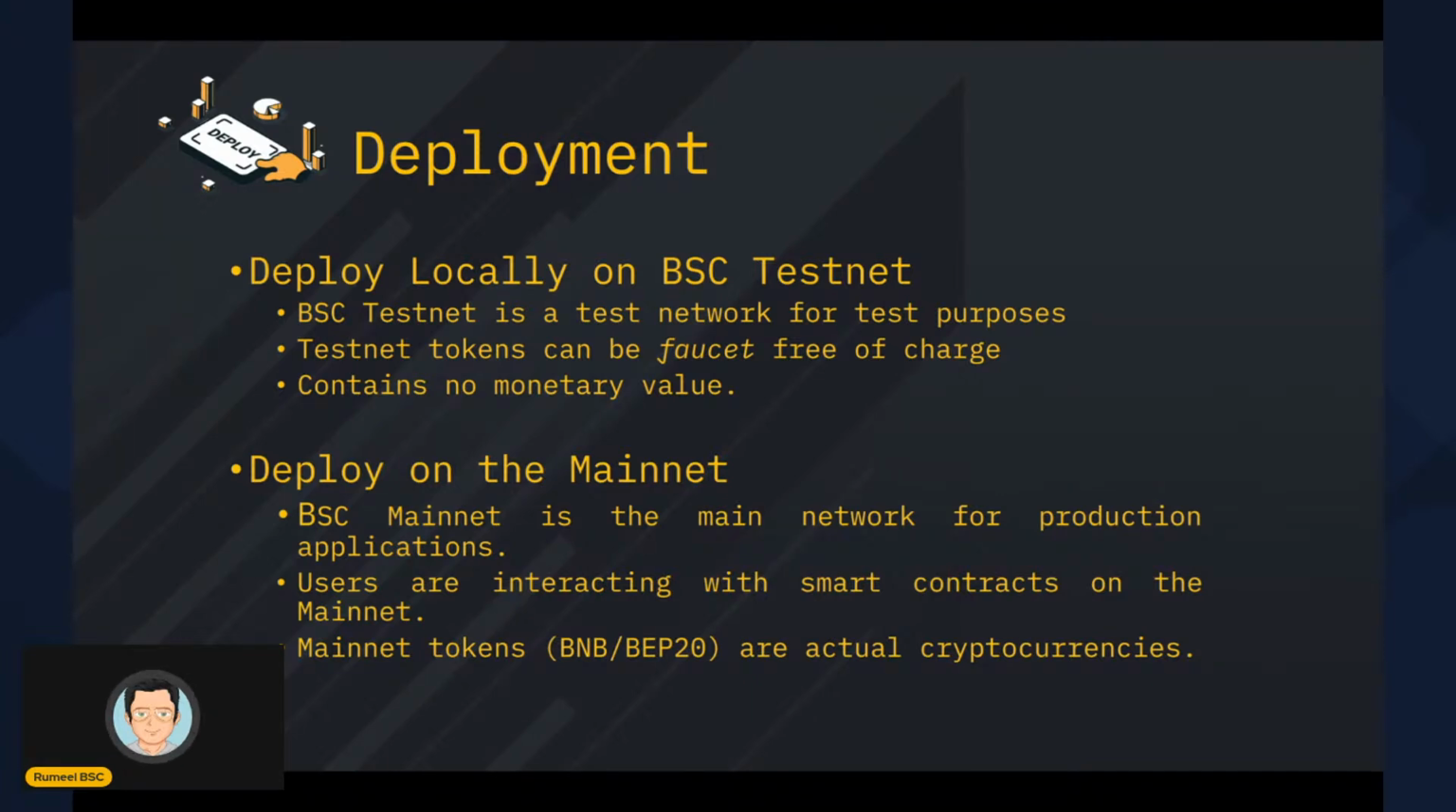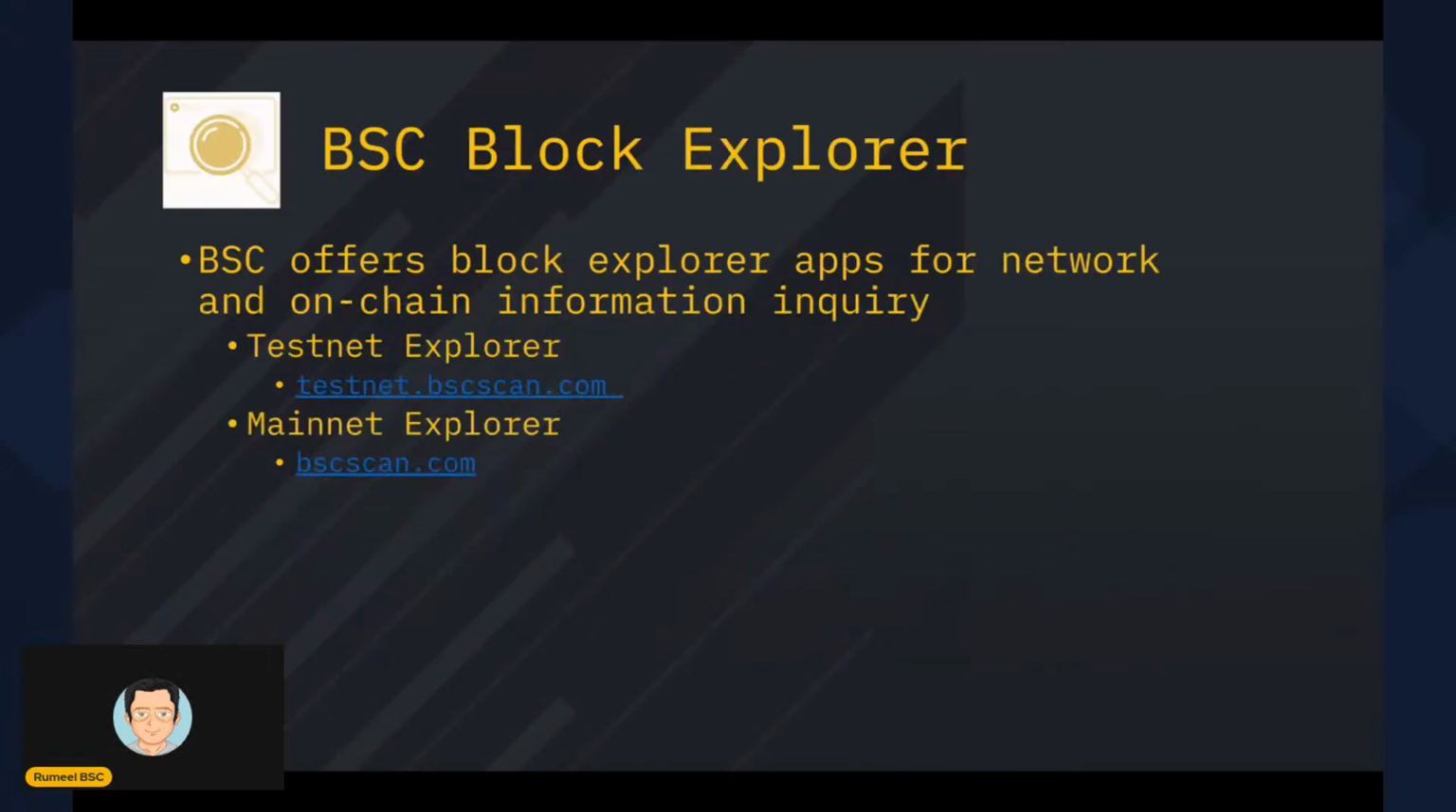So BSC has its own mainnet environment, the production one. Users interact with the smart contracts on the mainnet. Mainnet tokens, BNB and BEP20, are the actual cryptocurrency that you will use for production applications. BSC Block Explorer: BSC offers a Block Explorer app for network and on-chain information inquiry. Testnet explorer is testnet.bscscan.com, and mainnet explorer is bscscan.com. These are the two explorers. You can use them for testing and verifying the transactions and blocks of your application.